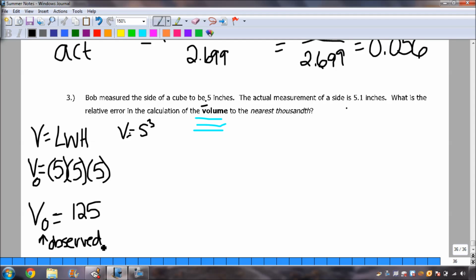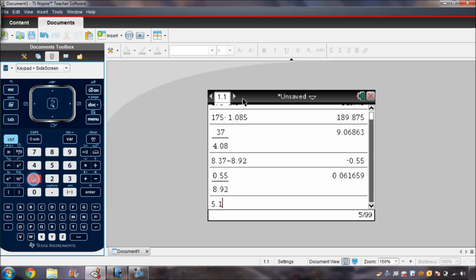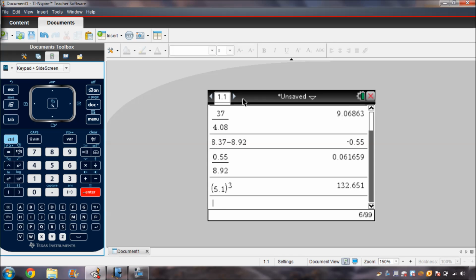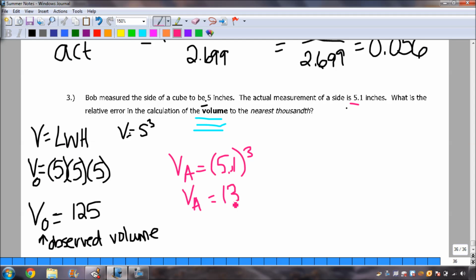Now I have to calculate the actual volume. To find the actual volume, I'm going to do a very similar thing. I'm just going to take my actual side length, which is 5.1, and multiply it by itself 3 times. So 5.1 to the third power ends up being 132.651. I'll go ahead and write that out. 132.651.